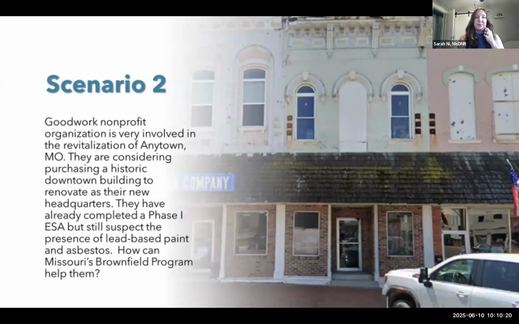So scenario number two: Good Work nonprofit organization is very involved in the revitalization of Anytown, MO. They are considering purchasing a historic downtown building to renovate as their new headquarters. They have already completed a phase one ESA, but still suspect the presence of lead-based paint and asbestos. How can the Missouri Brownfield program help them?